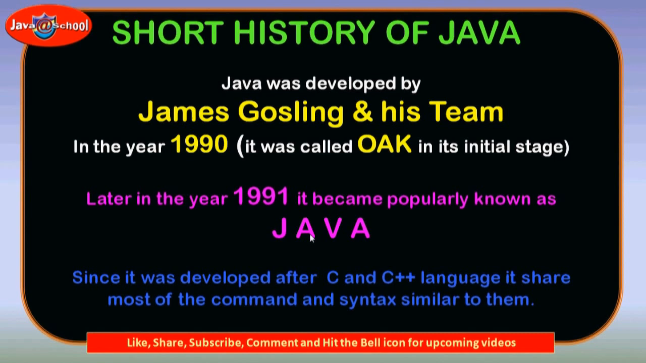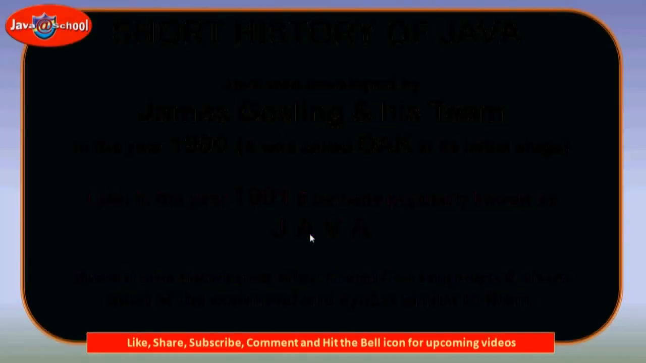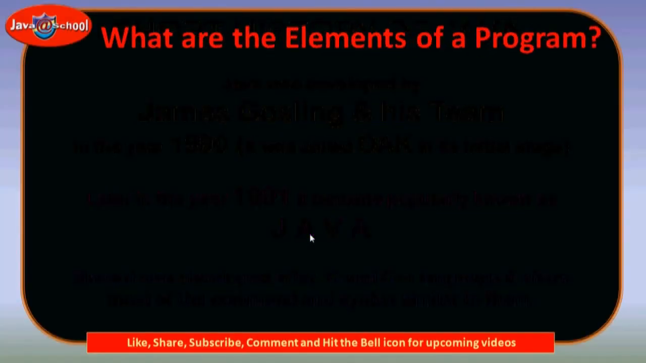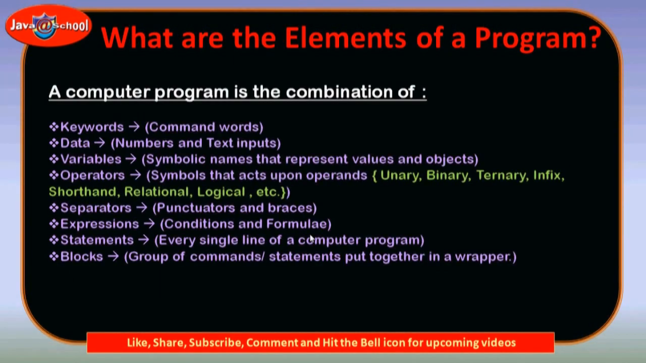Now we go to the next point: what are the elements of a program? I hope what I explained just now about Java and programs, the basic things, is clear to you. Now, moving on to the next. What are the elements of a program?